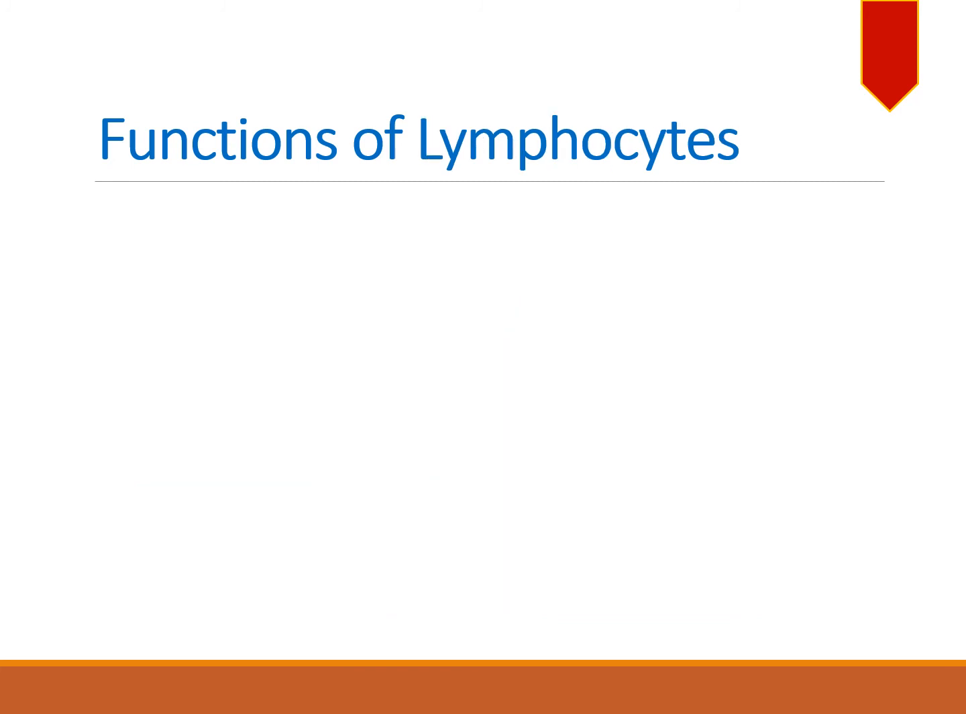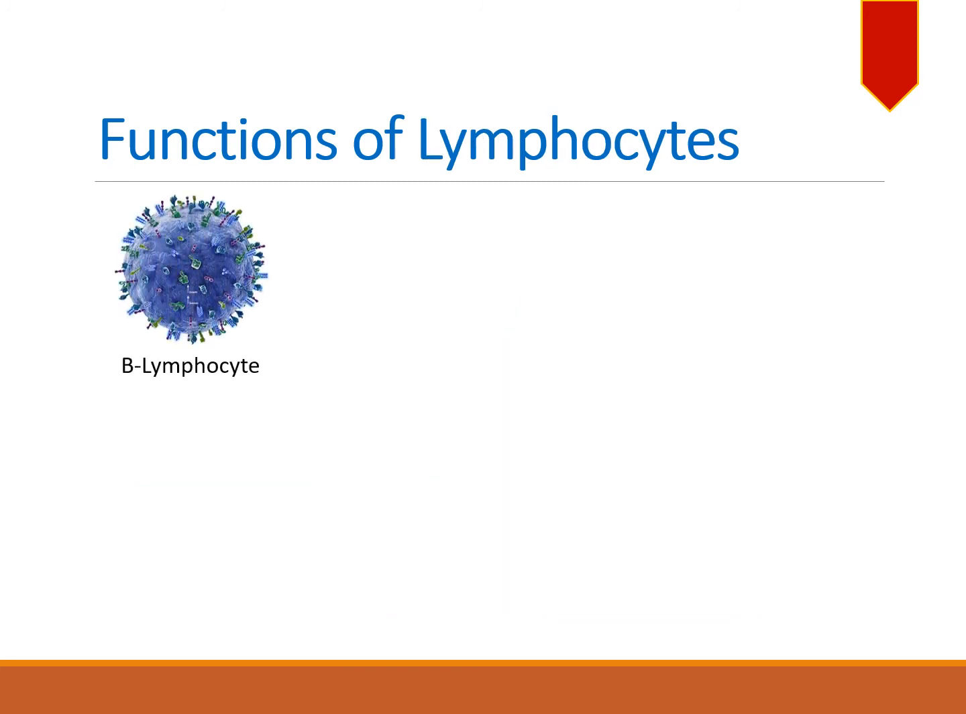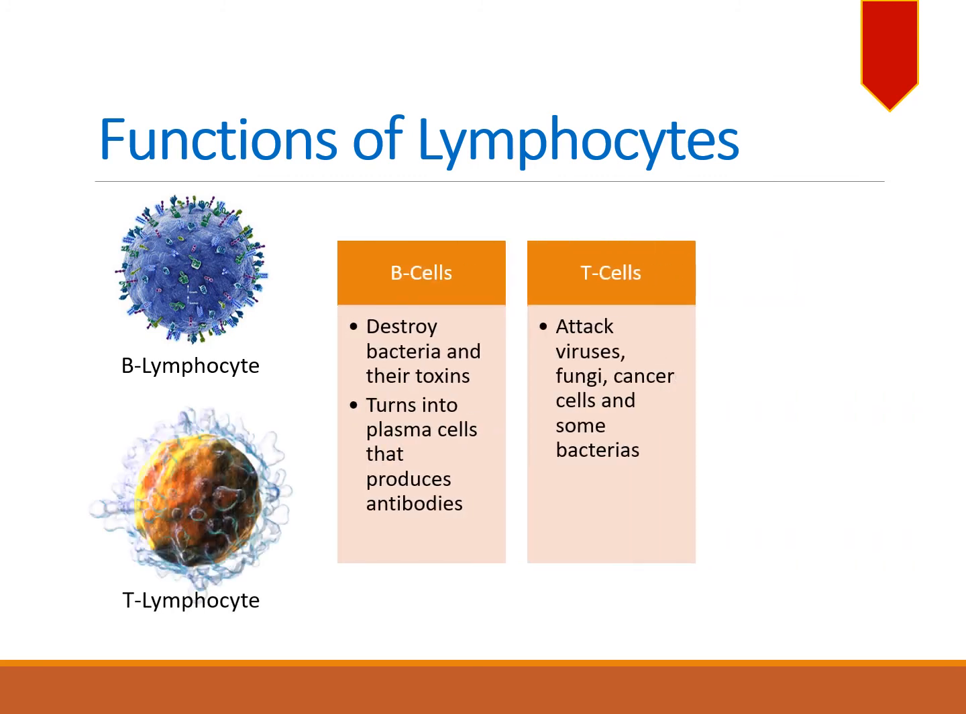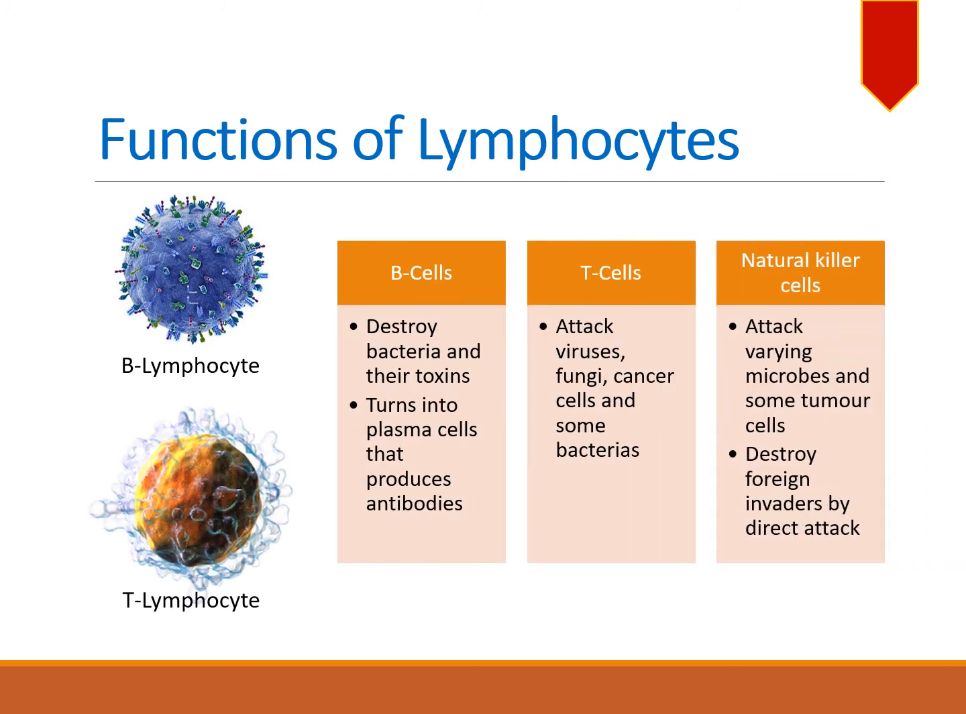Now we'll study the functions of lymphocytes. There are two types of lymphocytes, B lymphocytes and T lymphocytes, as well as natural killer cells. B cells help destroy bacteria and their toxins. They turn into plasma cells that produce antibodies. T cells attack viruses, fungi, cancer cells, and some other bacteria, whereas natural killer cells attack various microbes and some tumor cells. They help destroy foreign invaders by direct attack.